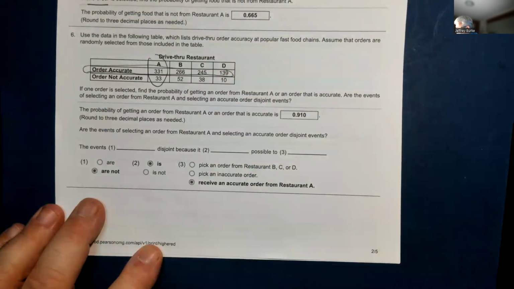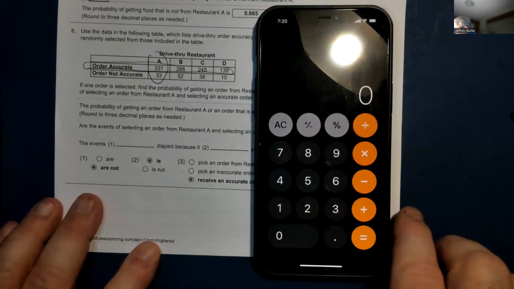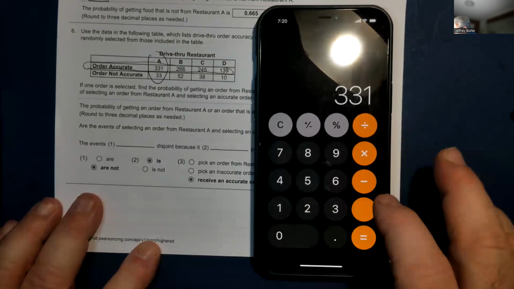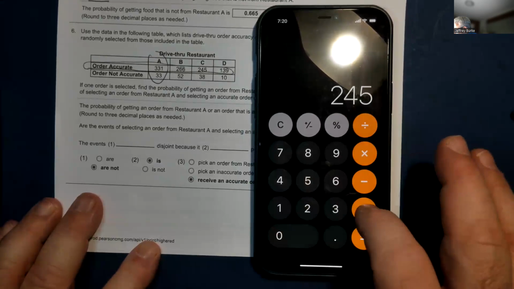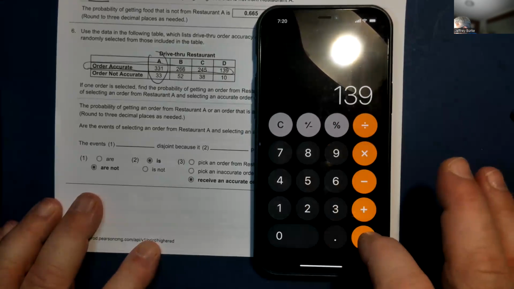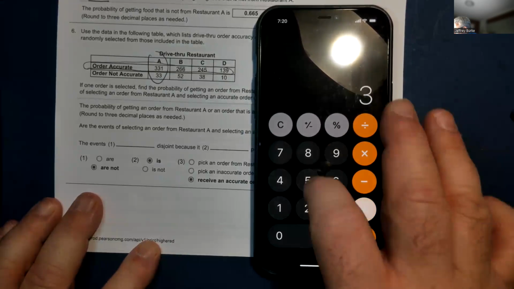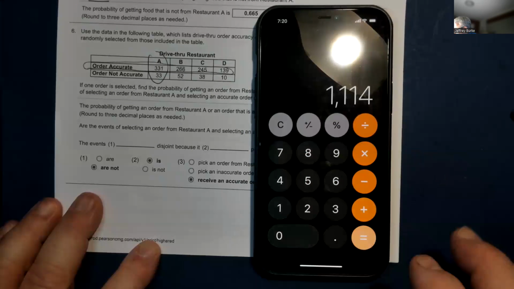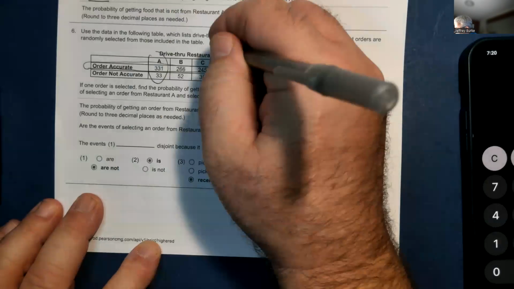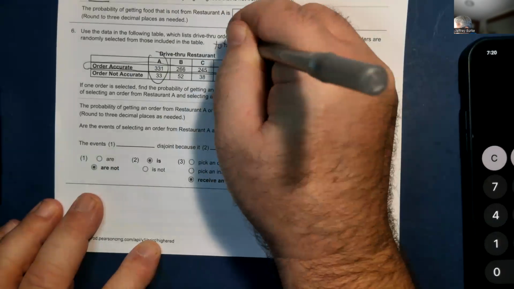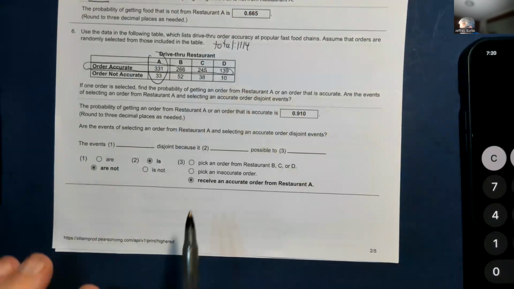All right. So what I need to do with this again is I need to get a total on this first. Okay. So that's going to be 331 plus 266 plus 245 plus 139 plus 33 plus 52 plus 38 plus 10. So the total on this one's going to be 1114. So we're going to be using that total in our probabilities.